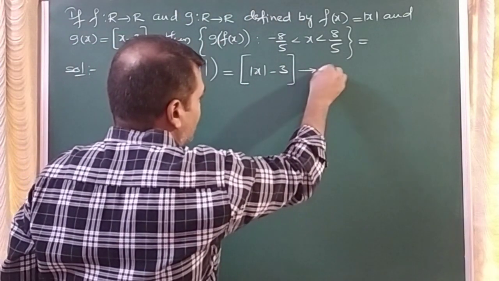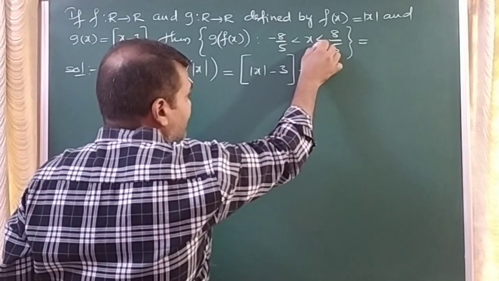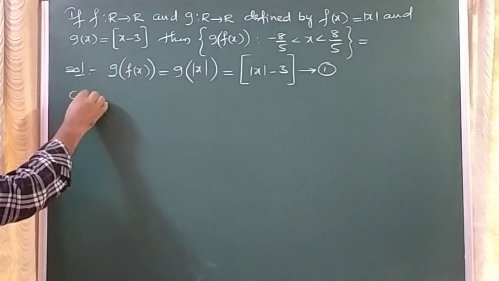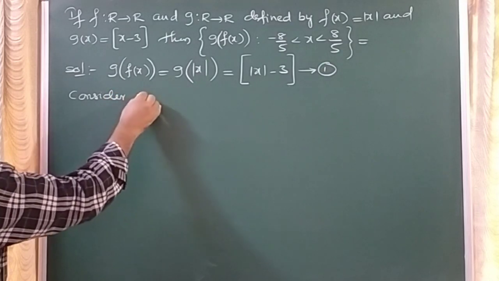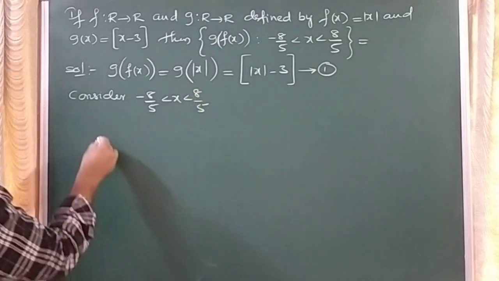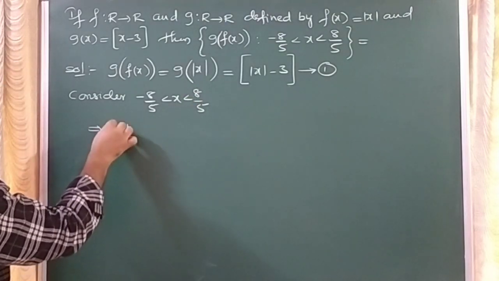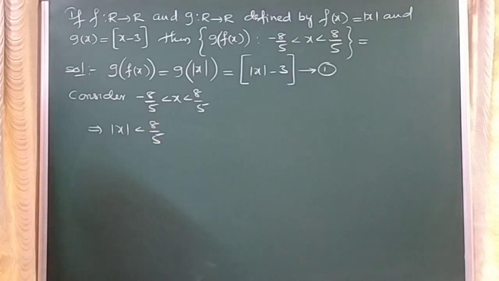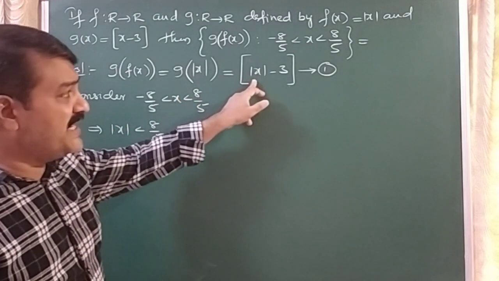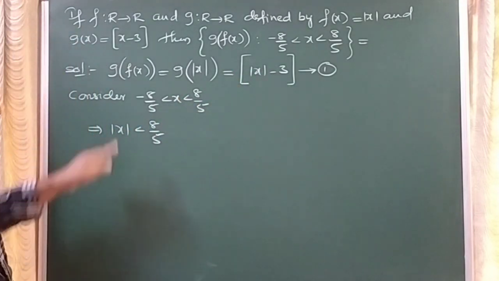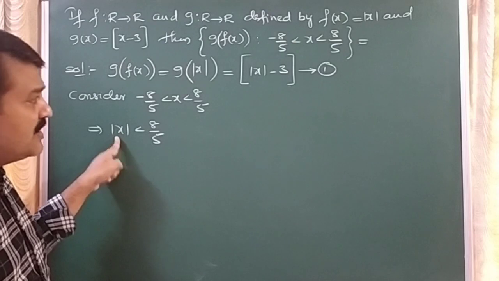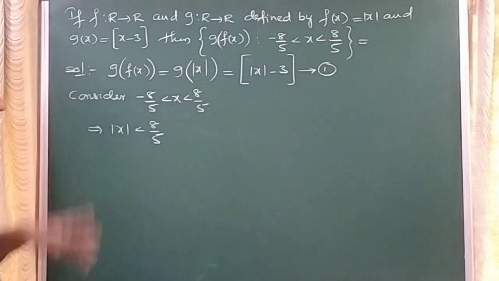Okay, so we got the g of f of x value. Now consider this interval, because we are interested in only this interval, not all values of x. So consider minus 8 by 5 is less than x less than 8 by 5. So we can write this as mod x less than 8 by 5. From this interval, we will try to find mod x minus 3 now, because ultimately this is our target. So we got mod x. Now I will try to find mod x minus 3 from this.